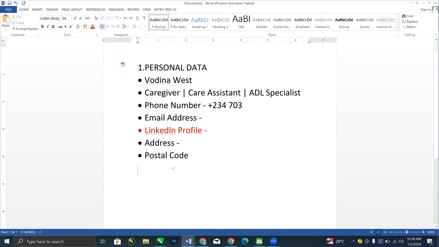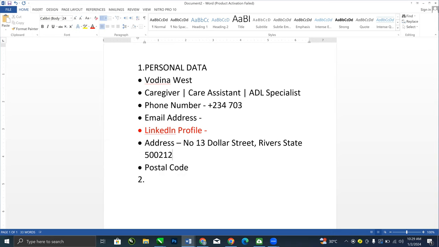For the address, let's assume I stay at number 13 Dollar Street. Do I have to put it like that? Yes, number 13 Dollar Street, the name of the state, and the postal code. That was an example, not my actual street. She's just telling you the full way to put it. So Rivers State, for example, 500212, something like that. And that ends it. There's no need for opposite, adjacent, beside Kilimanjaro, all those things. Not necessary.